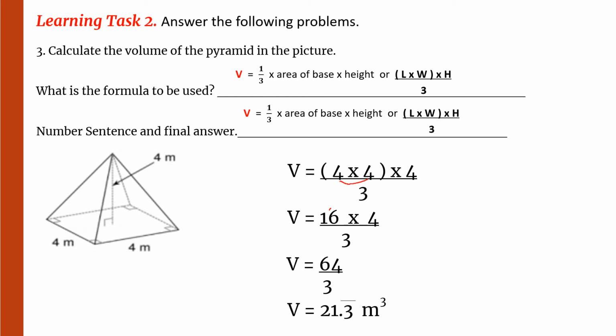So happen that 4 times 4 here is what? 16. Kaya nagkaroon dito ng 16. And then copy the last 4 times 4 all over 3. 64 because of 16 times 4, then over 3. At kapag i-divide yung 64 by 3, the answer is 21.3 bar. Ibig sabihin mga bata, ang sagot natin ay 21.3 bar cubic meters.